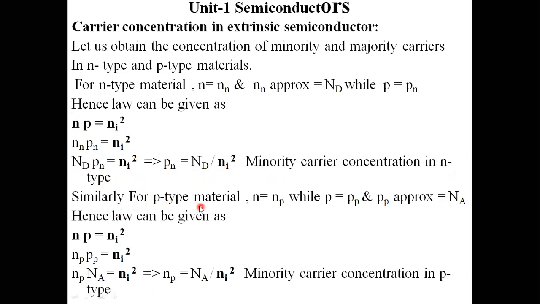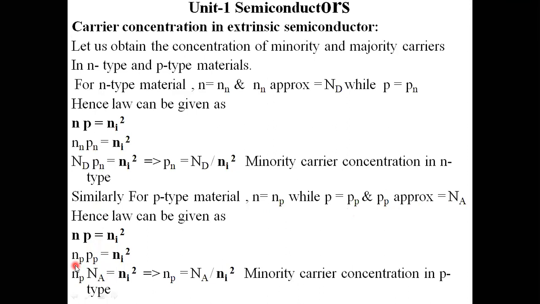Similarly, for p-type material, N is equal to Np, while P is equal to Pp. The suffix notation is going to be changed here. This Pp is approximately equal to Na. Hence, again I am rewriting the same equation with respect to p-type material: Np Pp is equal to Ni square, and Pp is replaced with the Na term, so Np Na is equal to Ni square.